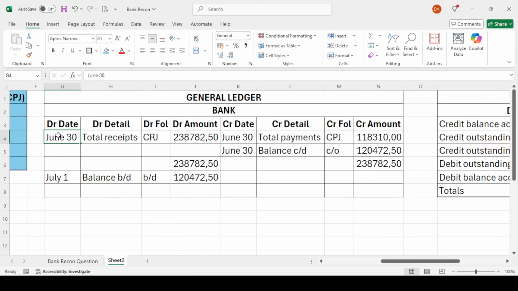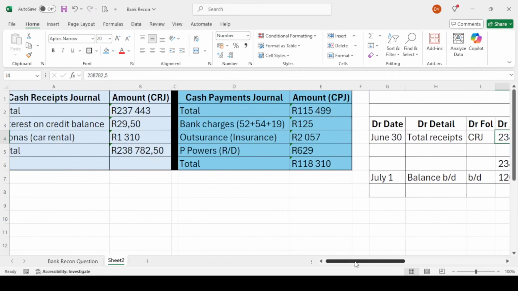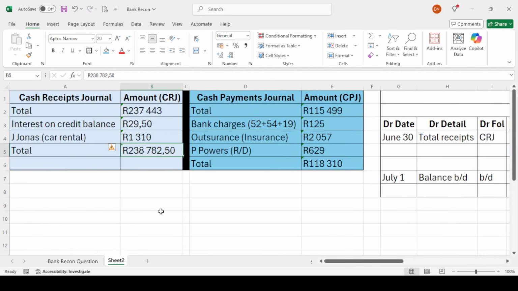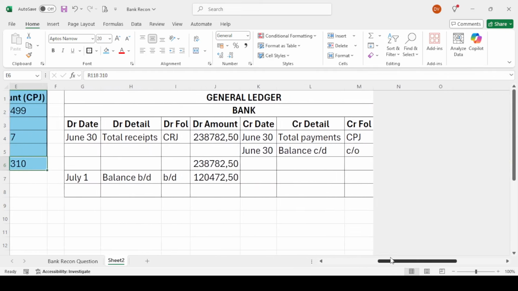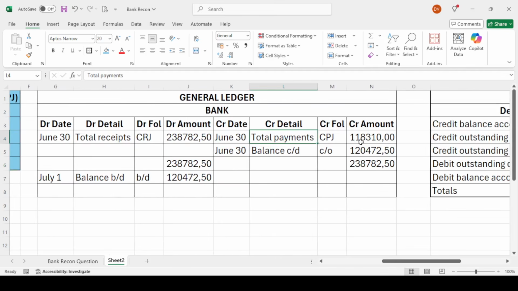On the last day of the month, your total receipts, where did you get it? From your cash receipt journal was 238,782.50. Let's check. 238,782.50. And your total payments 118,310. Total payments 118,310. You've just inserted it onto the general ledger.